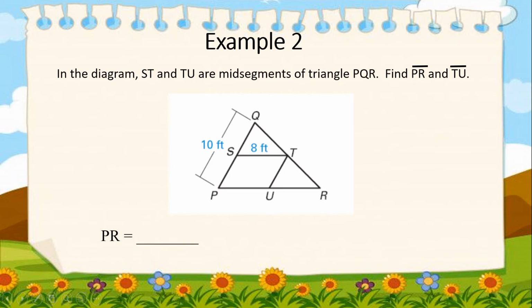Example number 2. In the diagram, ST and TU are midsegments of triangle PQR. Now find PR and TU. PR is equal to 16 feet because it is twice as long as segment ST. Next, TU is equal to 5 feet since TU is half as long as side QP.